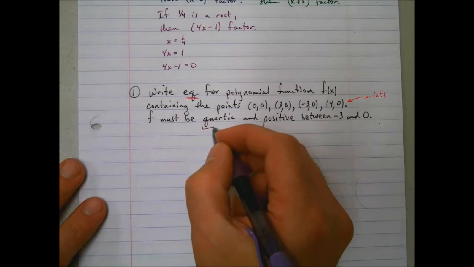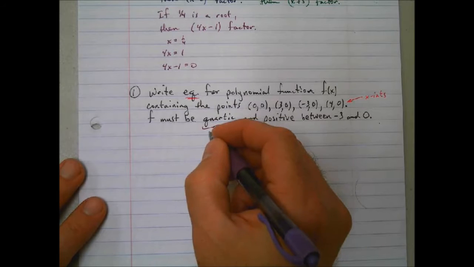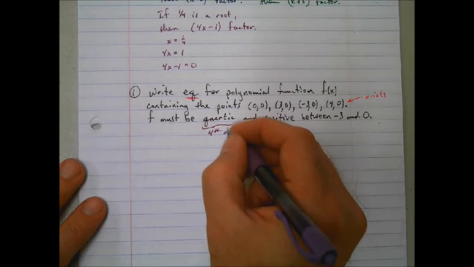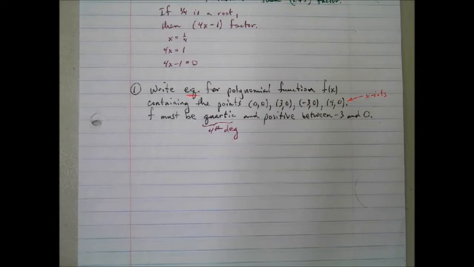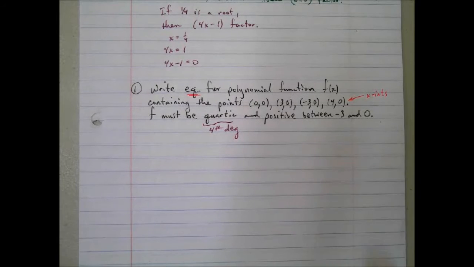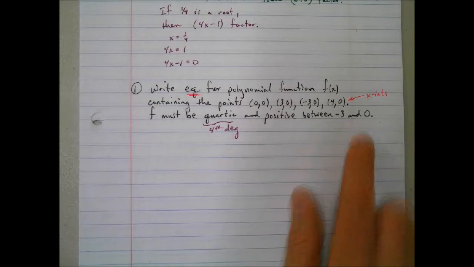Quartic is kind of a fancy word indicating 4th degree. If it was quadratic, it's a 2nd degree polynomial. If it's cubic, it's a 3rd degree polynomial. If it's quintic, what does quintic sound like? Fifth degree polynomial, and so on. Okay, the fact that it's positive between -3 and 0.